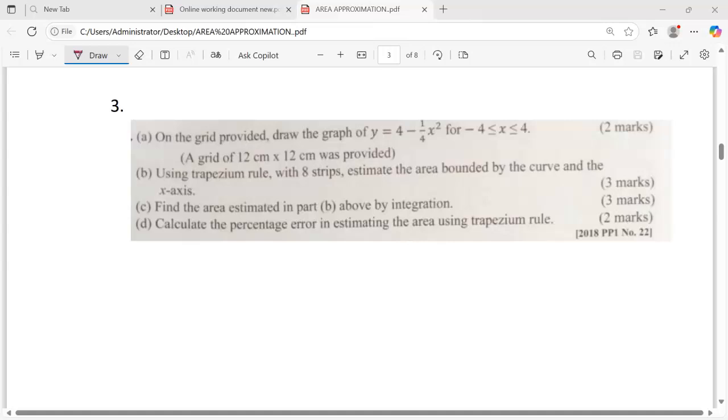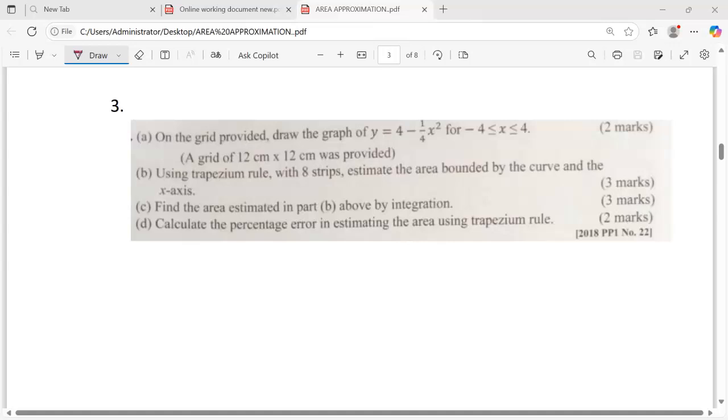KCSE 2018 Paper 1 number 22, a question on area approximation using the trapezium rule. The question reads: on the grid provided, draw a graph of y equals 4 minus a quarter x squared for the values of x between -4 and +4.